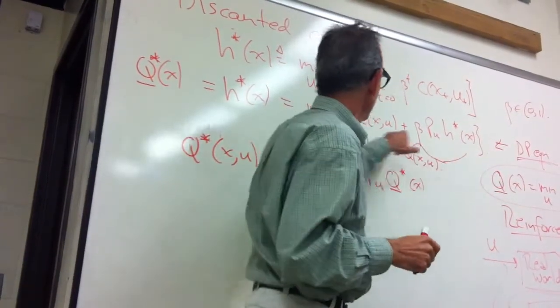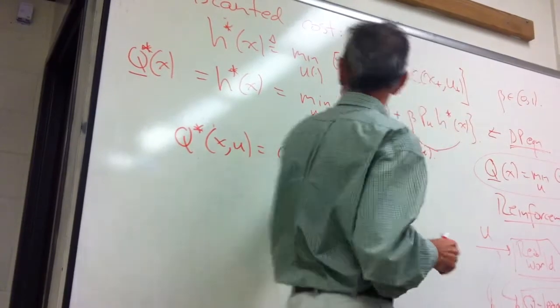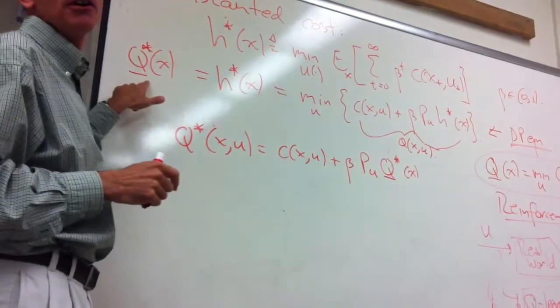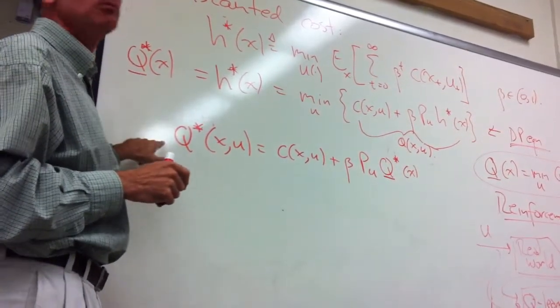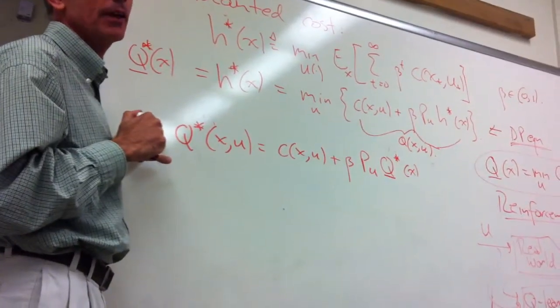That's the definition of Q. All I've done is substitute that H star is equal to Q lower bar. It's so simple it confuses people to death. It's just a one-step substitution. Okay.